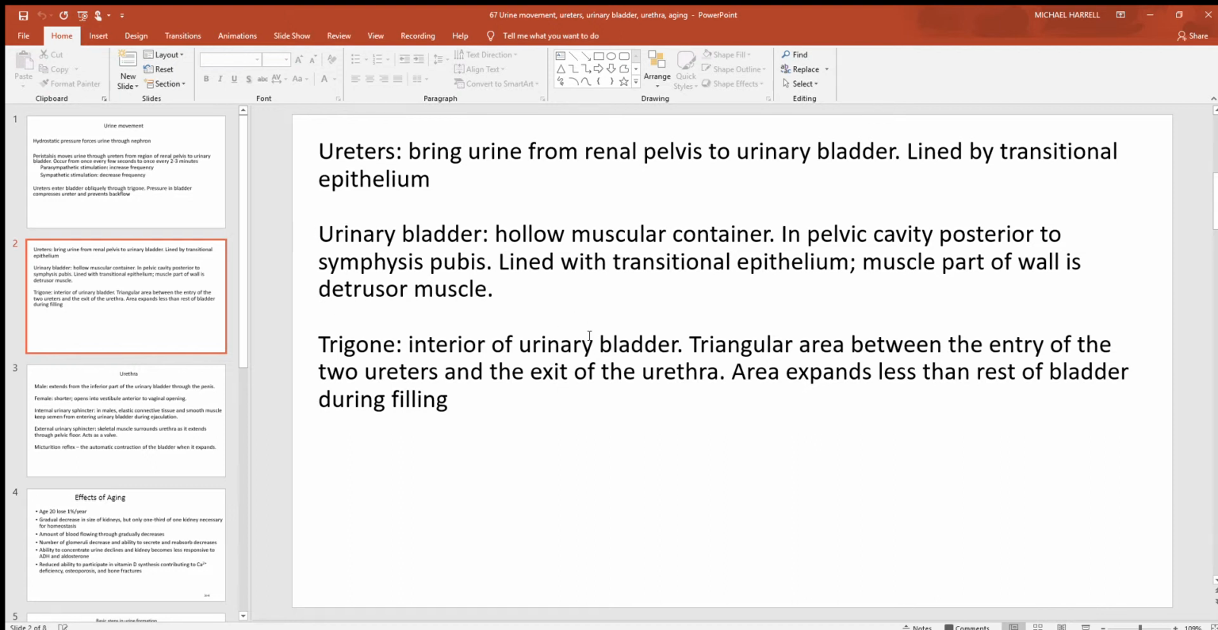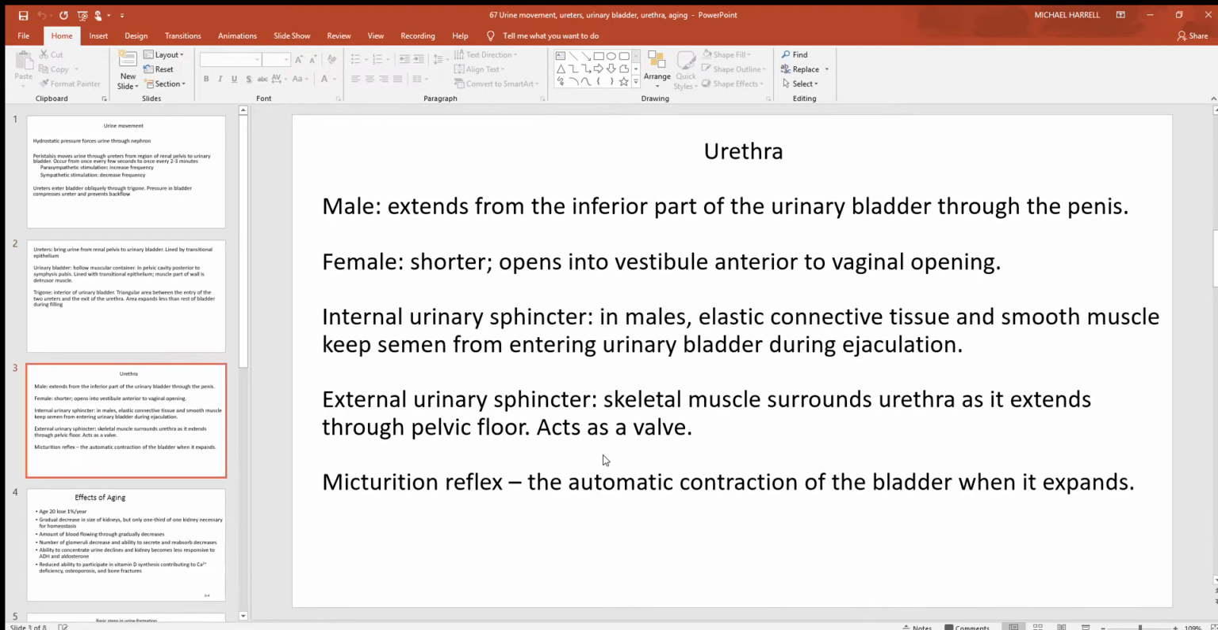Urinary bladder itself is largely smooth muscle. It's the detrusor muscle. So it's a big hollow muscular container which will store the urine, and you can void it as you wish. In the pelvic cavity, it's found posterior, behind the symphysis pubis, lined with that transitional epithelium, and again, a large amount of smooth muscle in its wall. The trigone on the interior of the bladder, triangular region, where you see the holes from the 2 ureters coming into the bladder, and then the hole for the urethra going out. That area is a little bit less elastic than other parts of the bladder are.